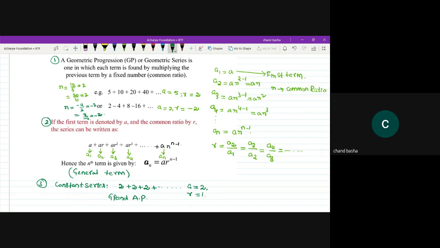Up to how many 2's is not decided, not given to you. But if you observe, the first term is 2, the common ratio is 1, and even the common difference, if I am finding it, what is the D value? D is equal to 0. If the difference is 0, then we can call it a constant sequence. The third point is important for us. So here, this is important, guys, the nth term of the given sequence.